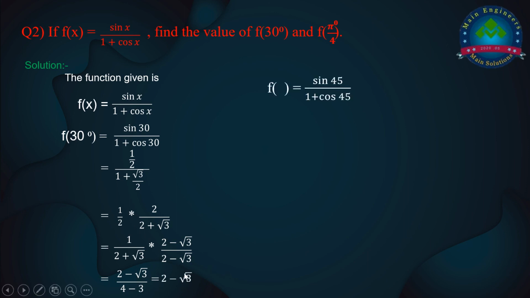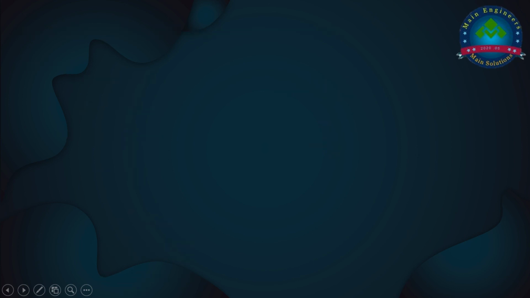So next is f(pi by 4), that means 45 degree. So sin 45 divided by 1 plus cos 45. We put the value 45 in place of x in the given function. So sin 45 is 1 by root 2 divided by 1 plus 1 by root 2. From here, solve by yourself. This is the assignment for you to solve from here. Let's go to another question.